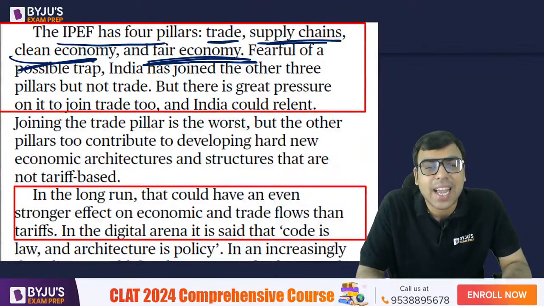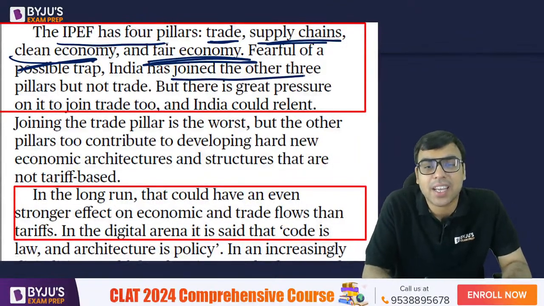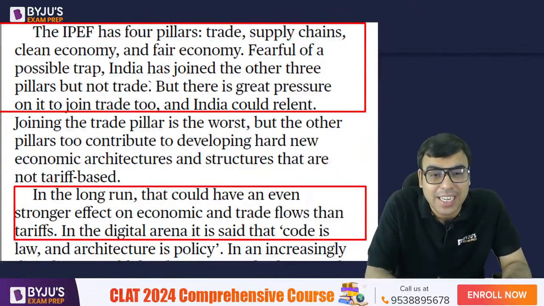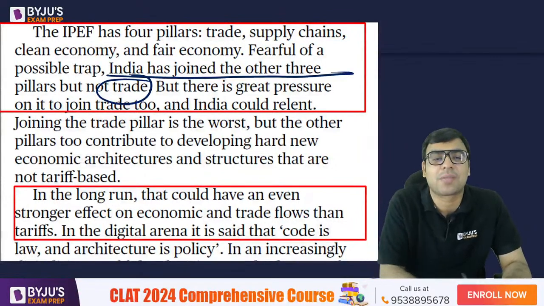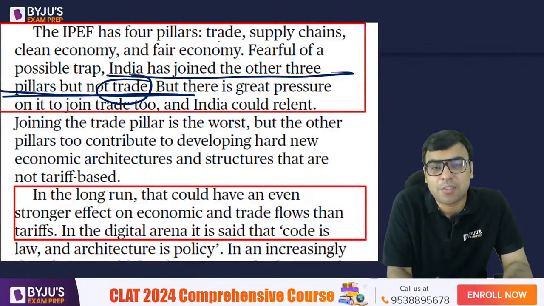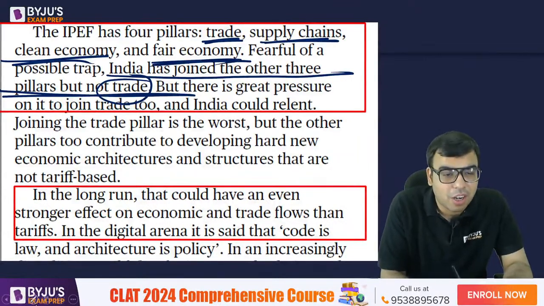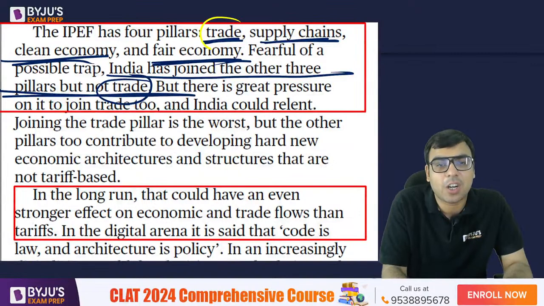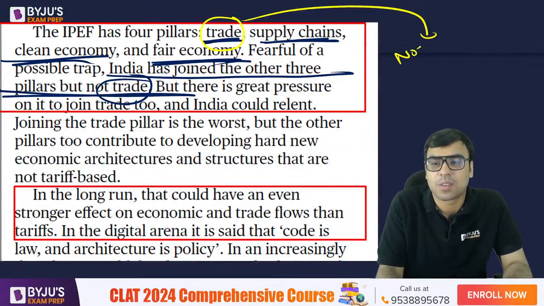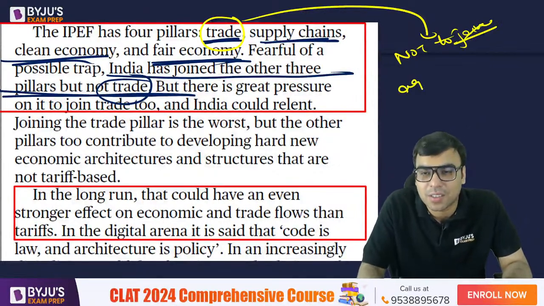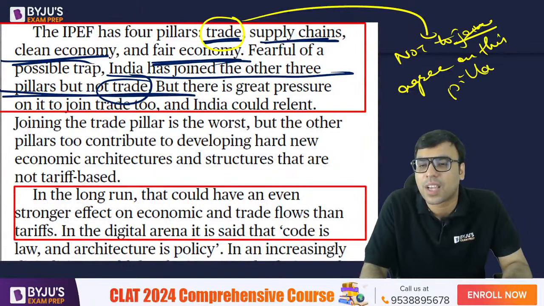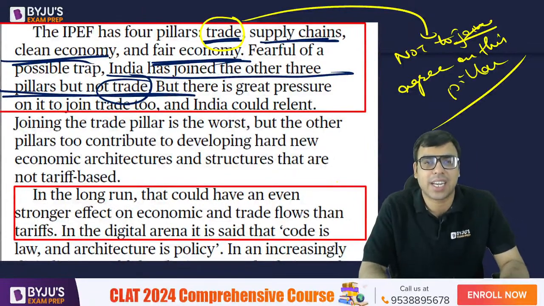Out of this, India is fearful of a possible trap. India has joined the 3 pillars but not the trade. यही पूछ सकते हैं एग्जाम में ना कि which of the following, I mean these are 4: trade, supply chain, clean economy and fair economy. Out of these, India has decided not to join this one, not to agree on this pillar. Okay, 4 pillars are there and in one of the pillars India has decided not to agree.